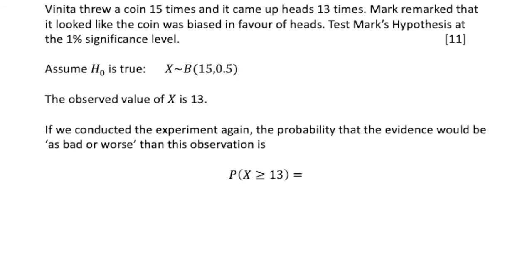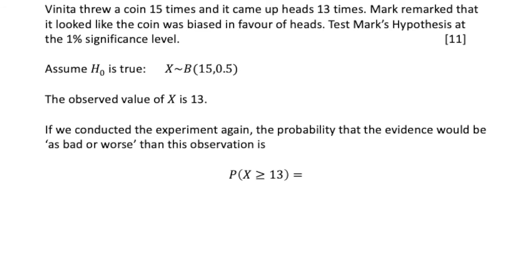So you might want to stop and think about this for a little while. So Vinita has done this experiment once. She has thrown a coin 15 times. And what happened was she got heads 13 times and presumably tails twice. If she were to undertake the same experiment again, we wouldn't expect her necessarily to come up with 13 heads this time. That's what makes it a random experiment, and that's what makes the value of x a random variable.